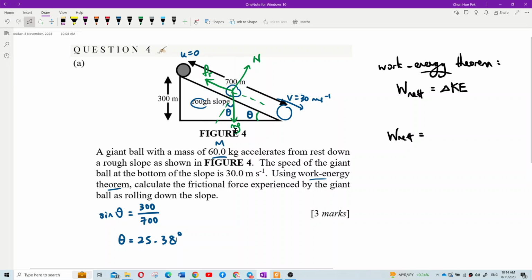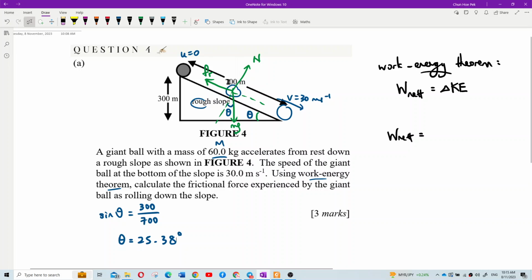Class, this 700 is also what? Actually, there are two ways to do this question. You know that, class? Later, I will show you. But the question asks, never mind. I show the first way, the common way to do it.